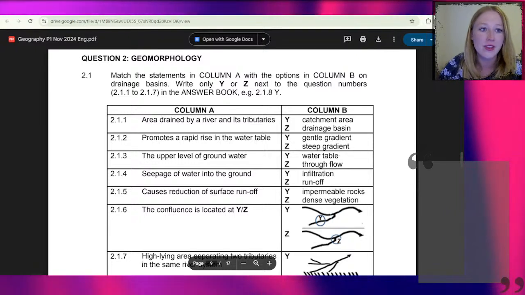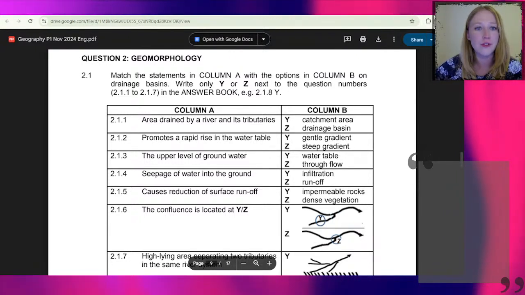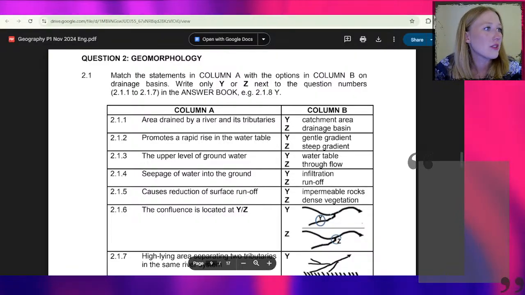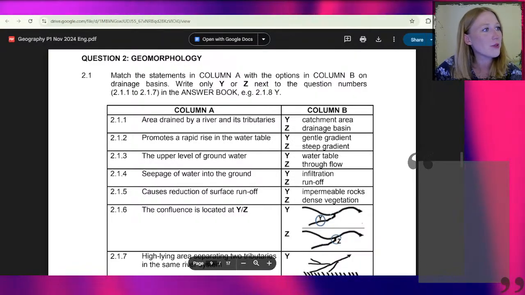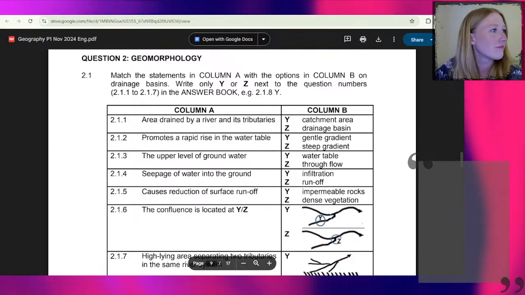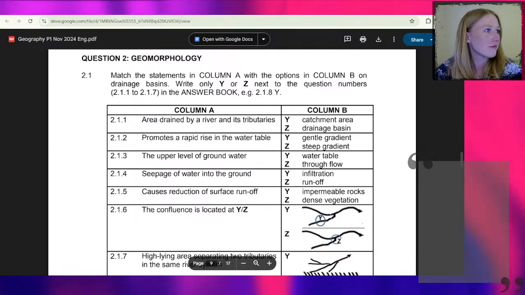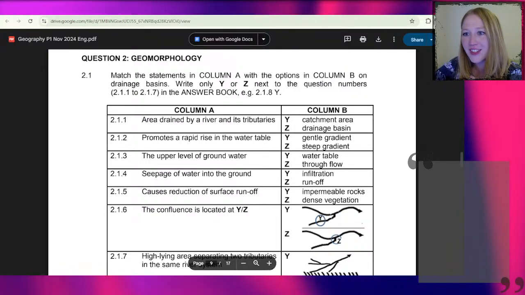Right, so the catchment area is the area that literally catches the water or the rain, and the drainage basin is the combination of everything. Since they're asking for the area that is drained by the river and its tributaries, I'm thinking that's drainage basin, because catchment area would be referring to the area that catches.